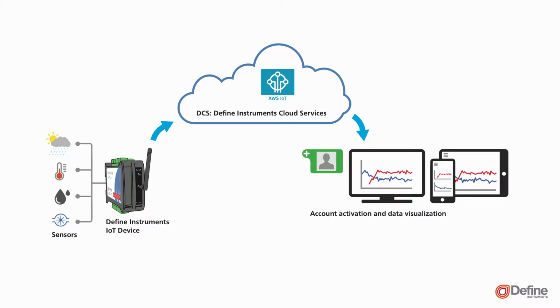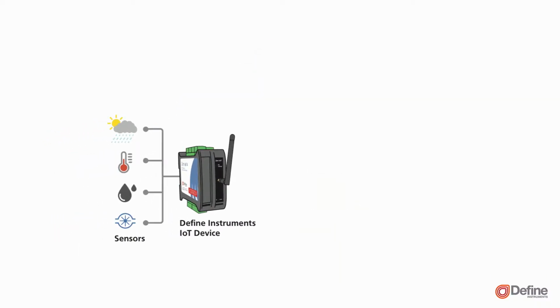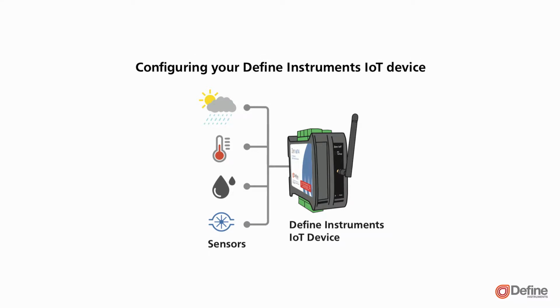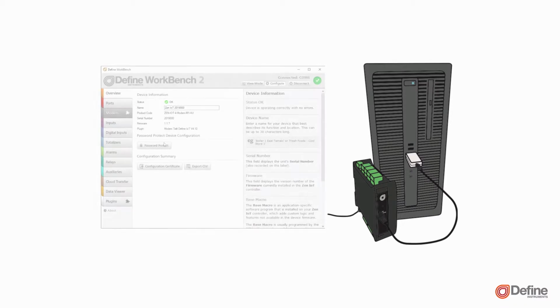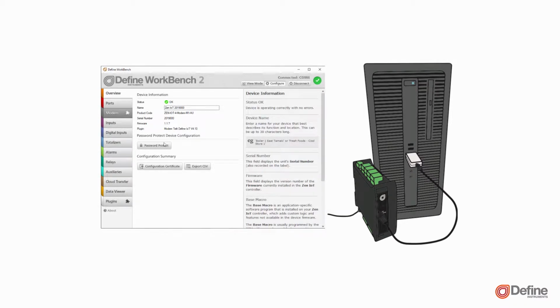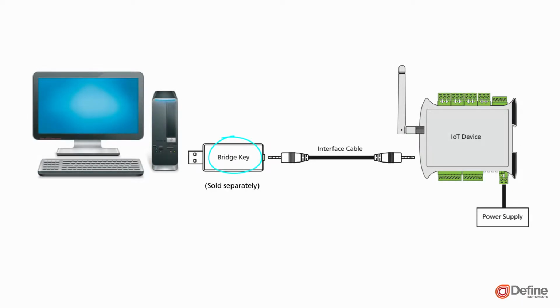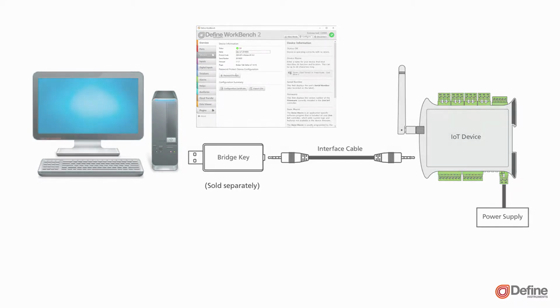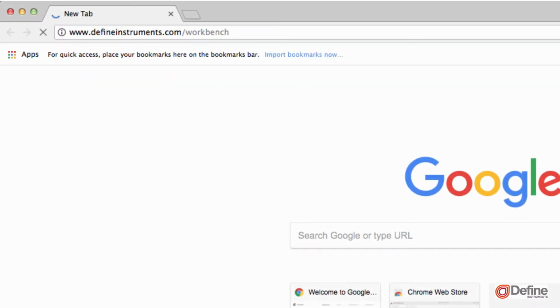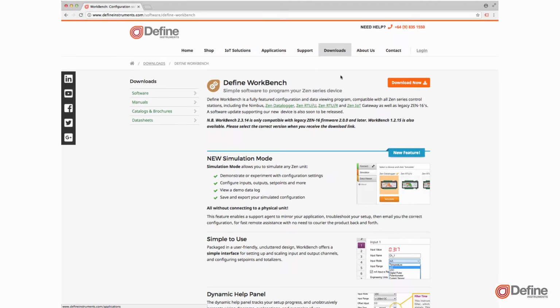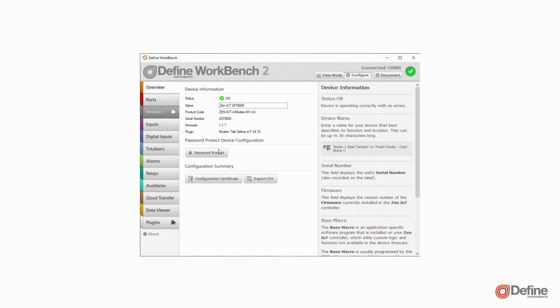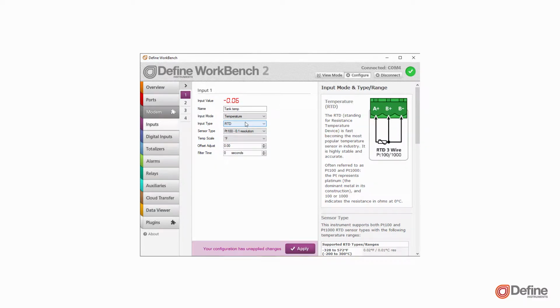In this video, you'll learn how to configure your IoT device using Define WorkBench software. The device is configured via your PC using WorkBench, our free configuration software. To do this, you'll need the bridge key, a power source for the device, and the WorkBench software. Downloadable from defineinstruments.com/workbench. WorkBench is an easy-to-use configuration wizard for Define Instruments IoT devices.